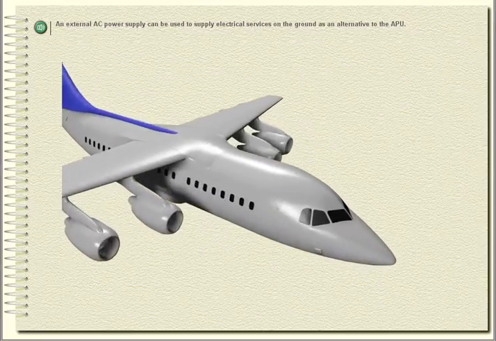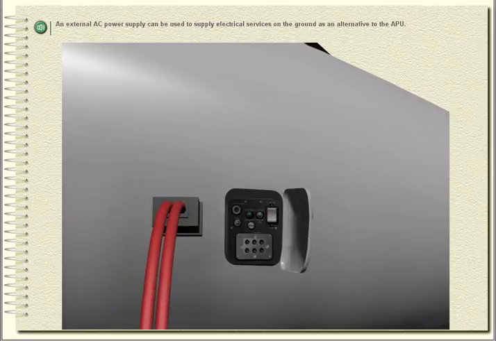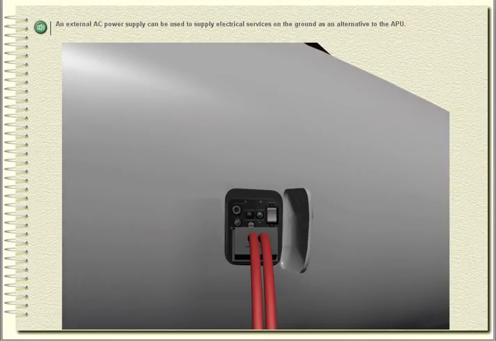External AC. We have now covered the generators and generator control units. Next, we will look at external AC in more detail. An external AC power supply can be used to supply electrical services on the ground as an alternative to the APU.